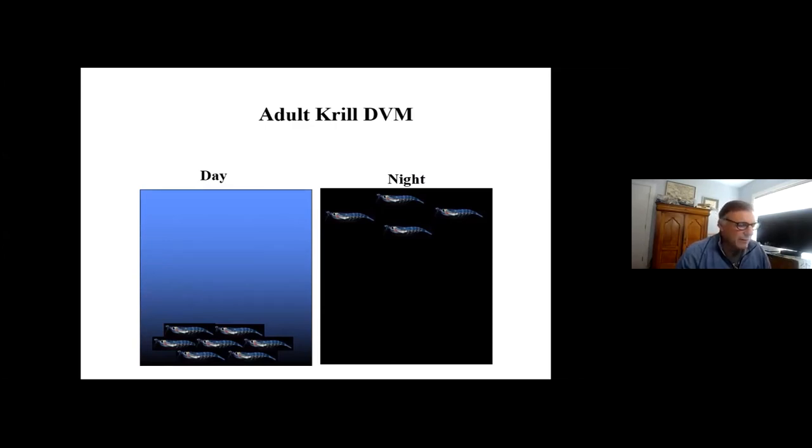Aggregations provide a couple of benefits. First, when you're in aggregation, it's harder to target an individual. If you ever looked at a school of fish and tried to keep track of one individual fish, it's very confusing. So if you're a predator trying to target an individual, the swarm activity makes it very disorienting.